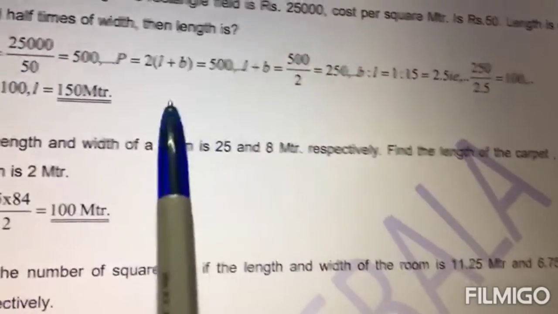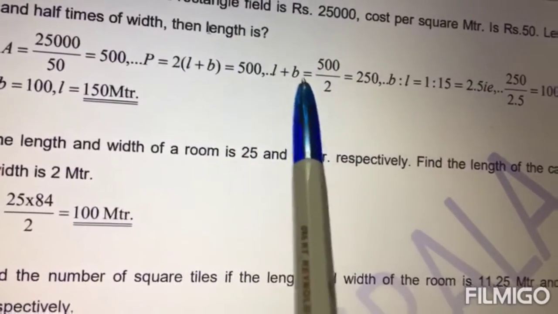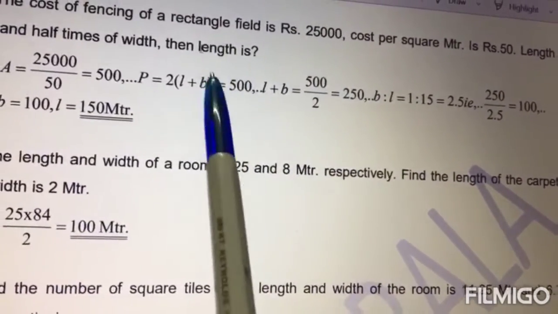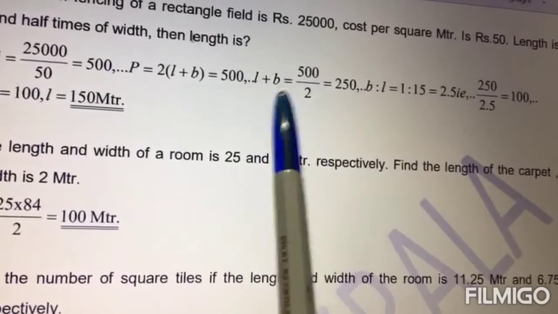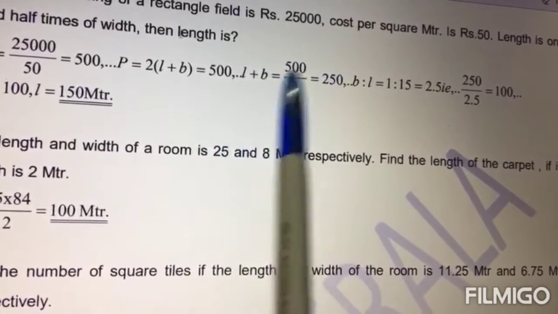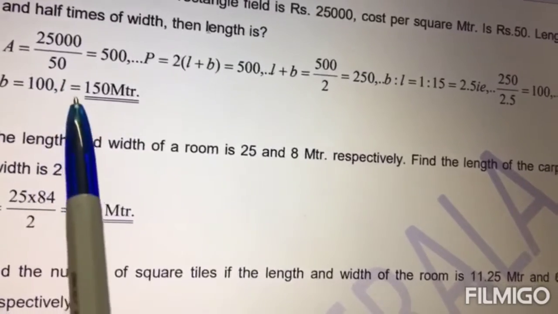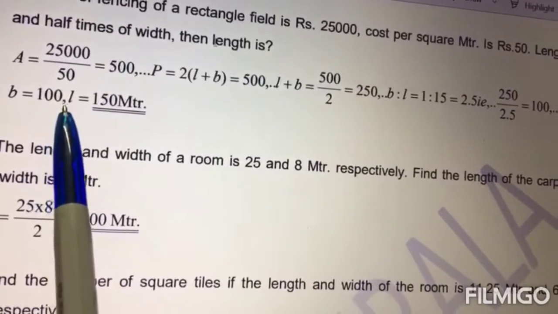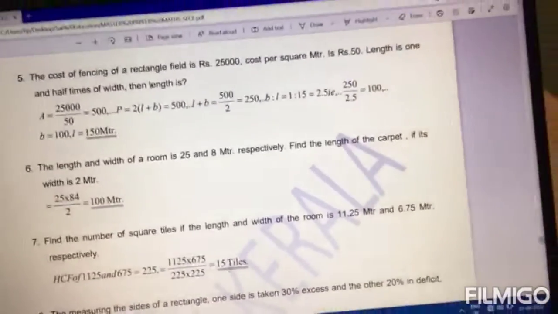This should be P. And we know the formula for perimeter is 2 bracket L plus B, 2 bracket 500. So L plus B is 250. Okay, and let width be X and length be 1.5X. So 1.5X plus X is equal to 250. So therefore 2.5X is equal to 250. When you solve for X, you will get X as 100, and length will be 1.5 times X. X is width. So length will be 150 meters and width will be 100 meters. Okay, we did number 6.